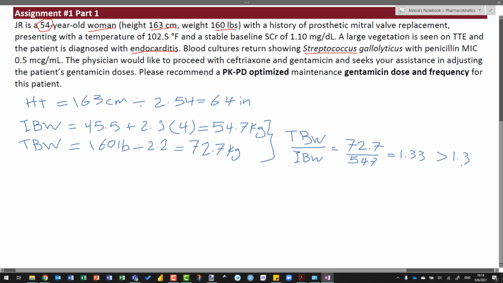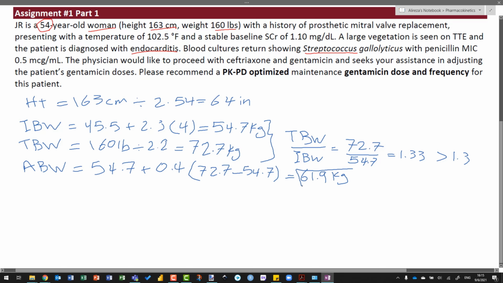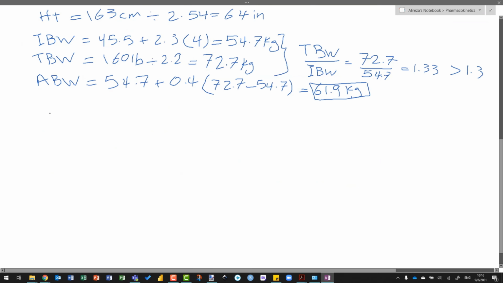So because it's more than 30%, we need to use adjusted body weight to be more accurate. Adjusted body weight equals the ideal body weight, which is 54.7, plus 40% of the difference between ideal body weight and total body weight. So 0.4 times 72.7 minus 54.7, which gives you 61.9 kilogram. So this is the body weight we will use.